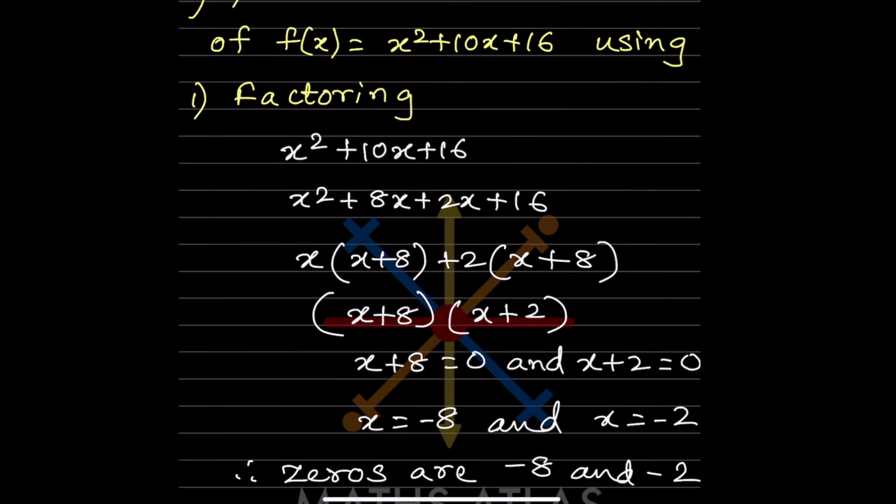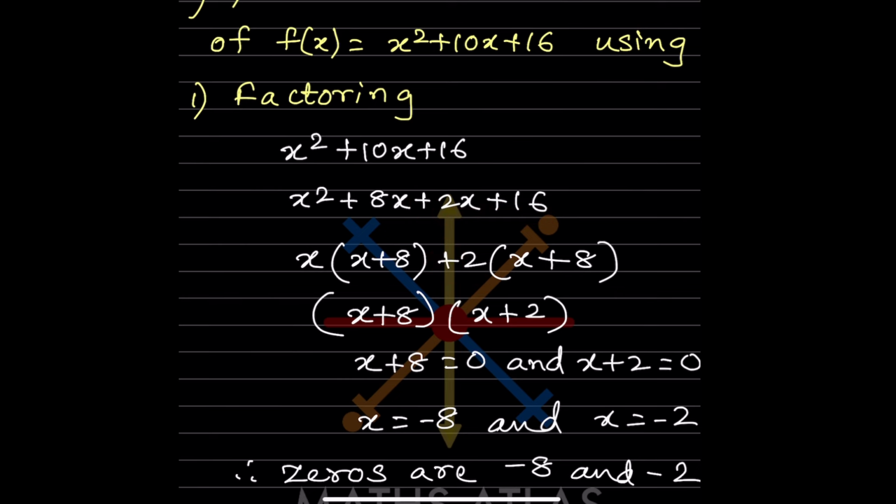Now you can see these are 4 terms. So you are going to divide it into 2 parts. From the first one, you can see x is common. So what remains in the bracket is x plus 8. This plus whatever you have after 2 terms, whatever the sign is, either plus or minus, it should be the same. Now from here, you can see 2 is common. What remains in the bracket is x plus 8.